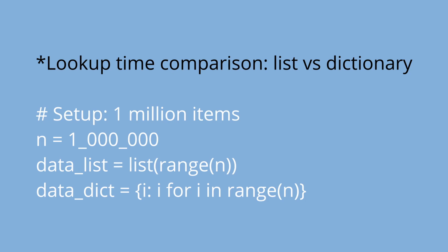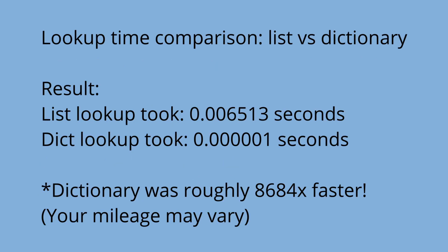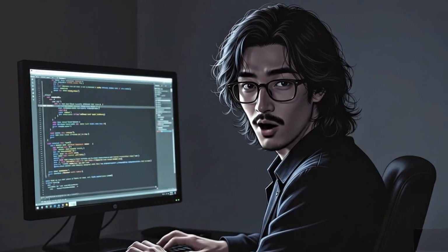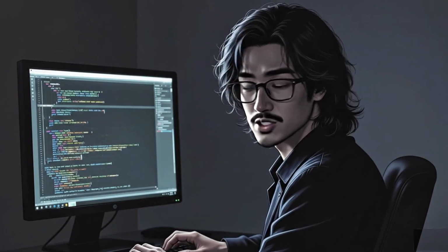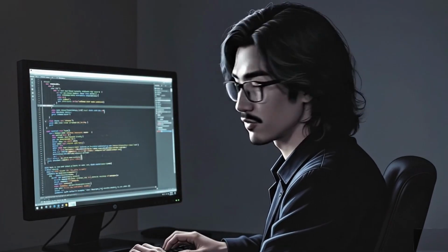I tested a list and a dictionary, each with 1 million items, and timed how long it took to find the last item. List lookup: about 0.006513 seconds. Dict lookup: about 0.000001 seconds. That's roughly 8,684 times faster. For small data, you won't notice much difference, but for large chem or bioinformatics databases, it can be a night and day difference.